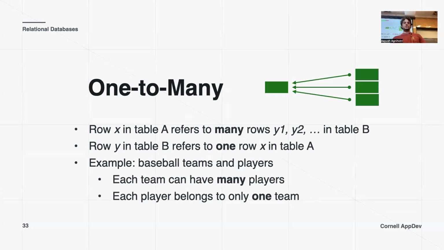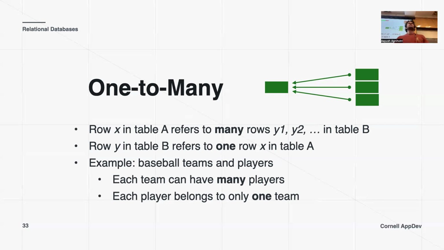And so the next relationship is a one-to-many. So this is basically saying that row X in table A refers to many rows Y1, Y2 in table B, and row Y in table B refers to one row X in table A. And so a good analogy for this is you have baseball teams and players. So let's say the baseball teams are table A and the players are table B.